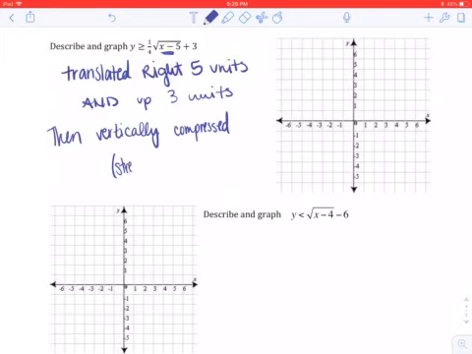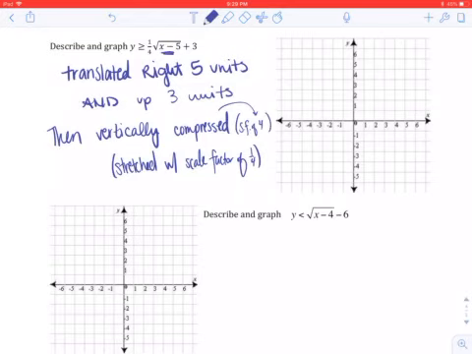Just to be technical, it's stretched with a scale factor of 1/4. It's compressed with a scale factor of 4, right? If you're saying compressed, it's 4. If you're saying stretched, it's 1/4. So it's kind of tricky. I am okay with you just saying vertically compressed, right? For now, just saying vertically compressed is going to be just fine.